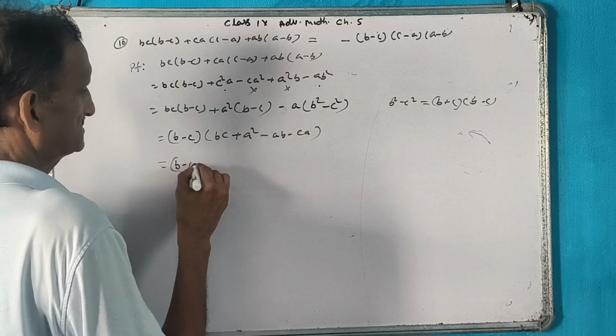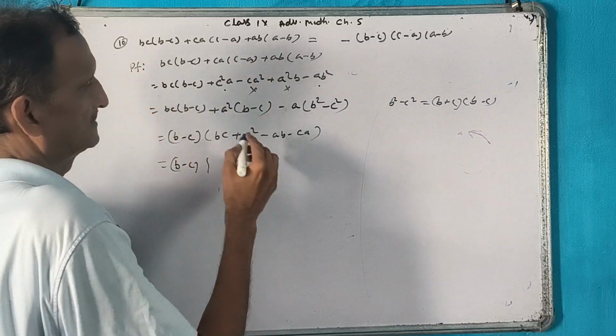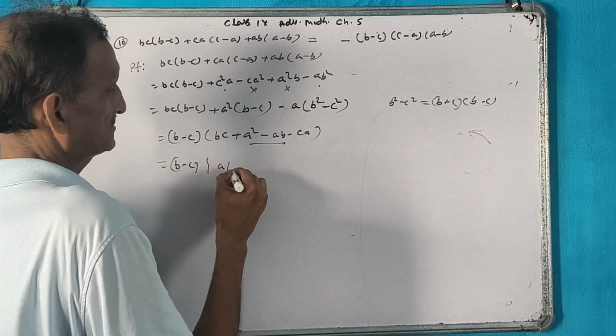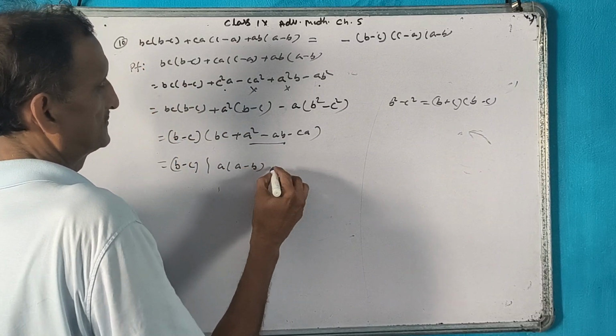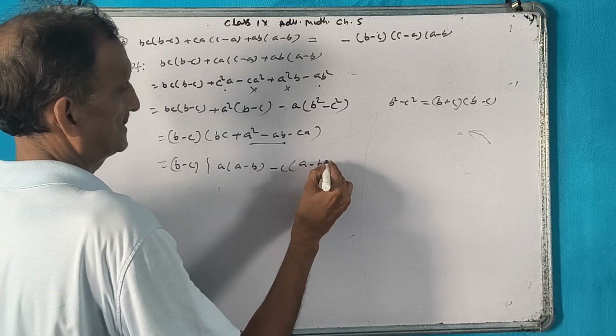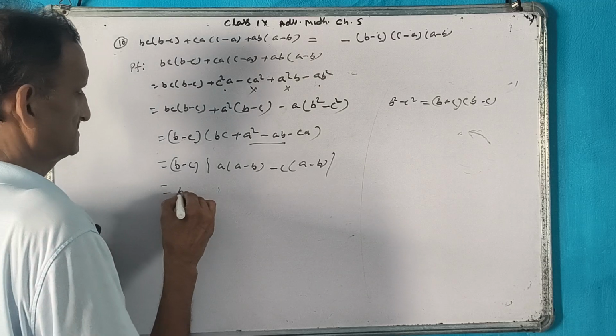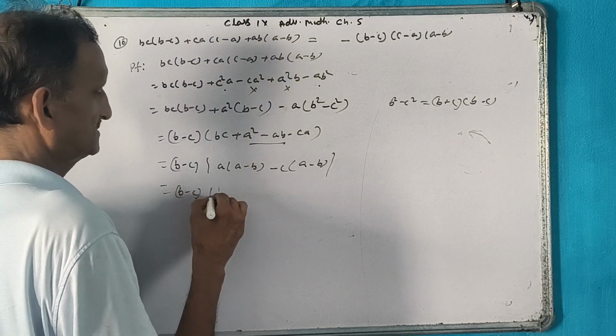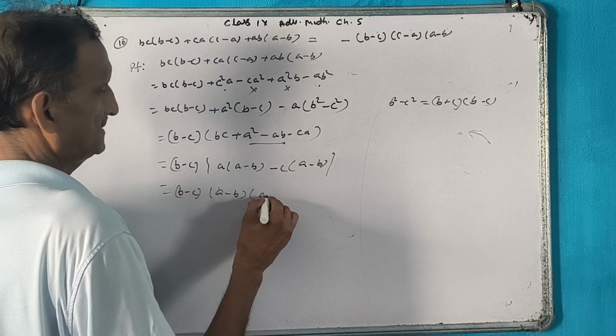So B minus C now common. From here, very clearly A is common, so A minus B. From here, minus C is common. Minus C is common. What you will get? A minus B. So this is B minus C. A minus B is again common. You will get A minus C.